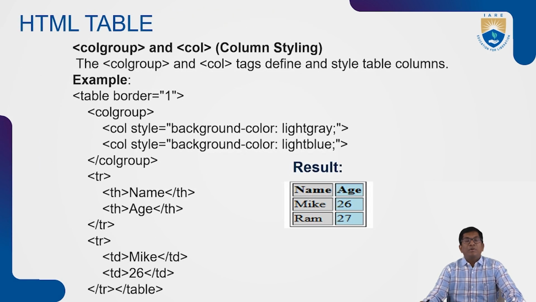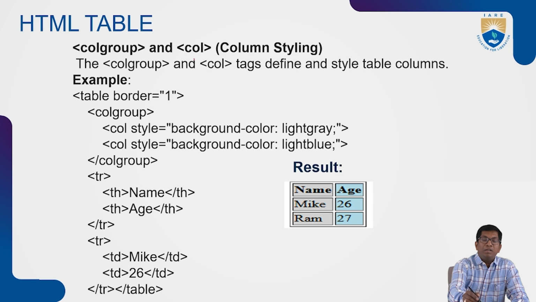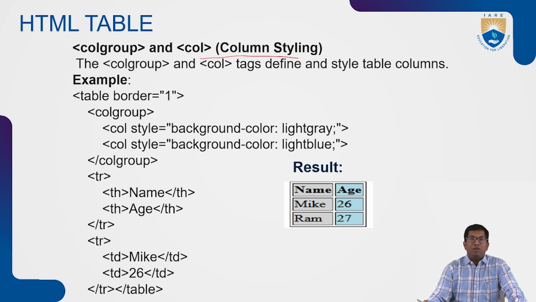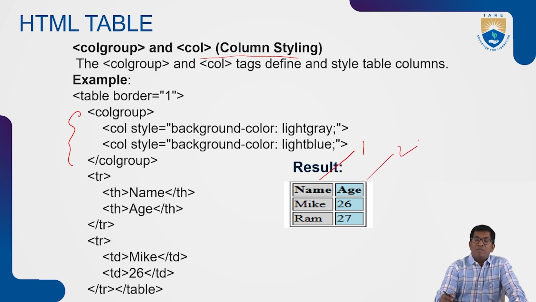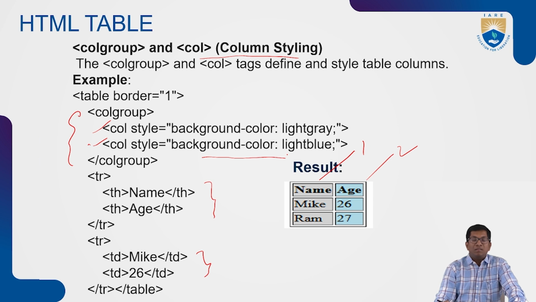So next one is very important. The new elements are colgroup and col. It gives the styling for your columns, column-wise. Here we have 2 columns. This is the first column and this one is the second column. For each column we can give separate styling. In each row we have 2 columns: the first is name and the second is age. For the first column we give the background color light gray, and for the second column the background color light blue. These are the CSS styles we are assigning. We group all the columns using the colgroup element.